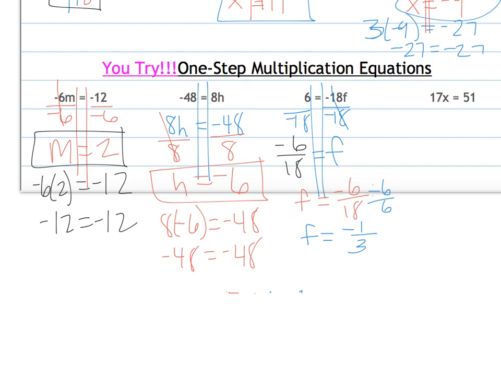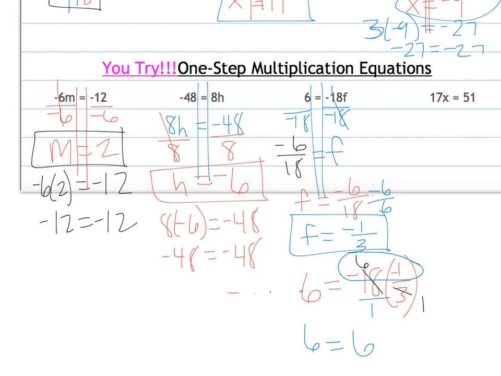You could have left it as negative 6/18 and plugged it in, but that might be a little tricky for you too. So I plug in 6 equals negative 18 times F, which is negative 1/3. Remember multiplying fractions, make them fraction form. Cross cancel if you need to. 3 goes into 3 once. 3 goes into 18 6 times. So I have 6 is equal to negative 6 times negative 1/6. So it got a little longer, but still very capable of doing that.